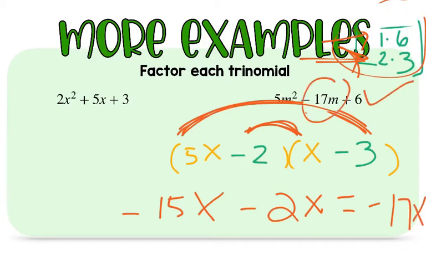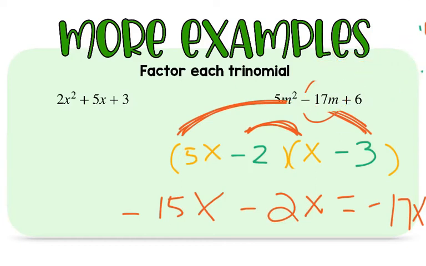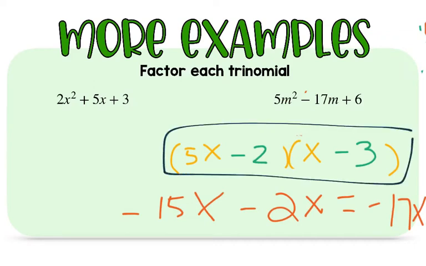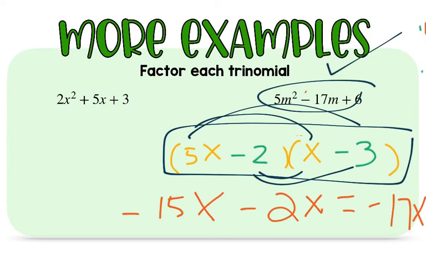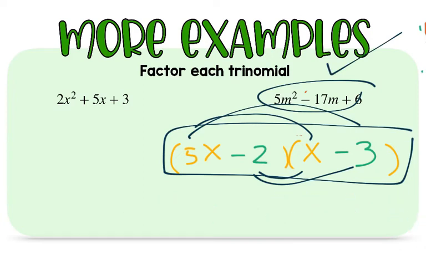I found exactly the answer that works. So I'll erase all my lines now. What I have written in the parentheses is my final answer. If I were to FOIL this all out, I would get exactly the original trinomial. And we're good to go. Okay, pause it if you need to look over that, and hit play when you're ready to move on.